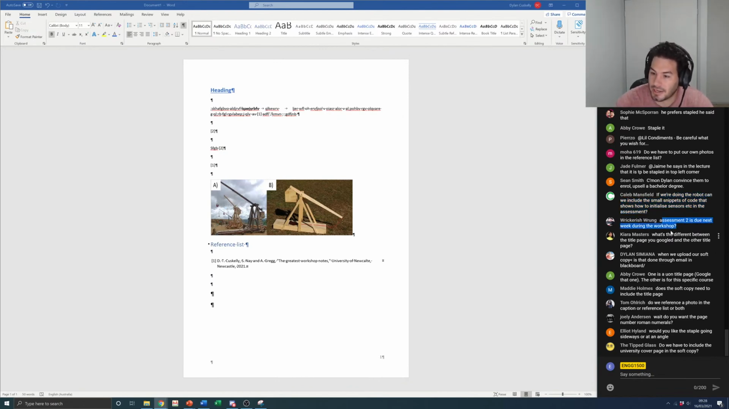Assessment 2 is due next week during the workshop. Assessment 2 is officially due Monday, 5 p.m. as a soft copy to Blackboard. And then print that and hand it in at the start of your workshop as well. You need to do both.